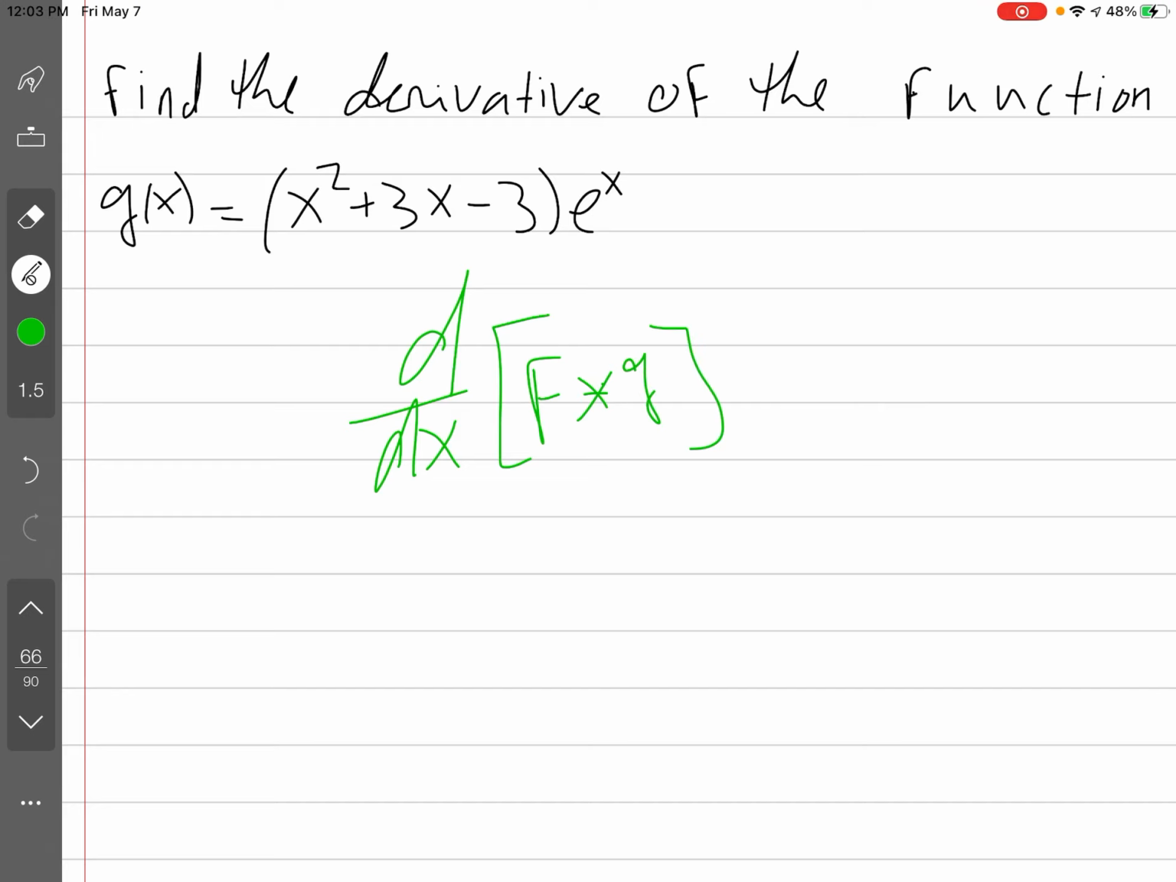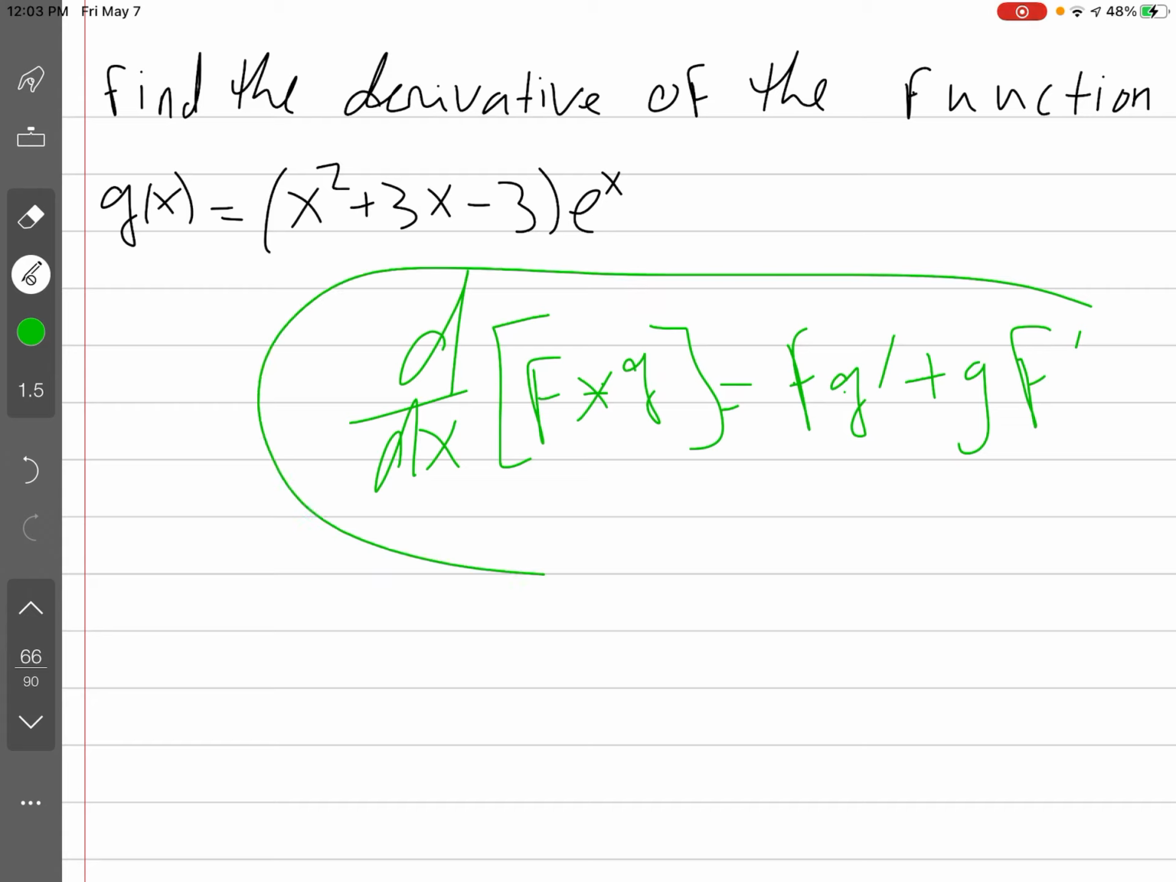This is the formula, but it's not a function. So it is equal to f times g prime. Prime means derivative, plus g times f prime. Sorry guys. So far so good. Yes, so far so good for me. So let me hold on.